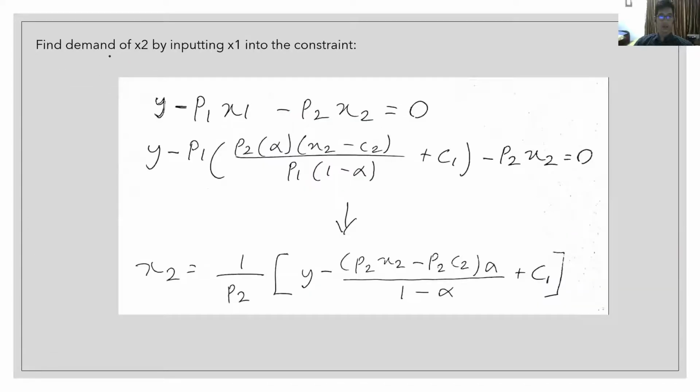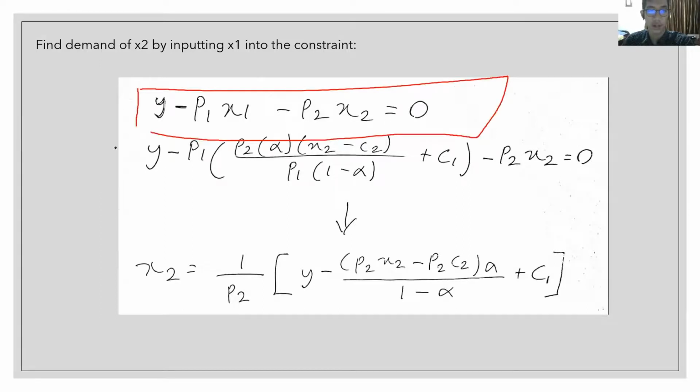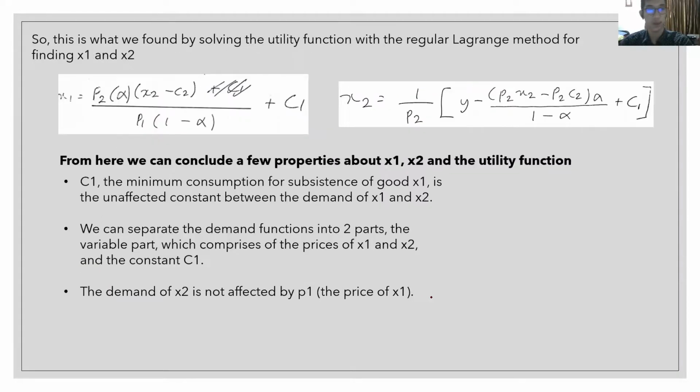So now to find the demand of x2, we have to input x1 into the constraint. Long story short, this is the constraint right here, and then I inputted the value that we got in the previous step, and I got the demand of x2 as this. Okay, now that we solved the demand of x1 and x2, what can we actually conclude? We can conclude a few properties about x1 and x2.